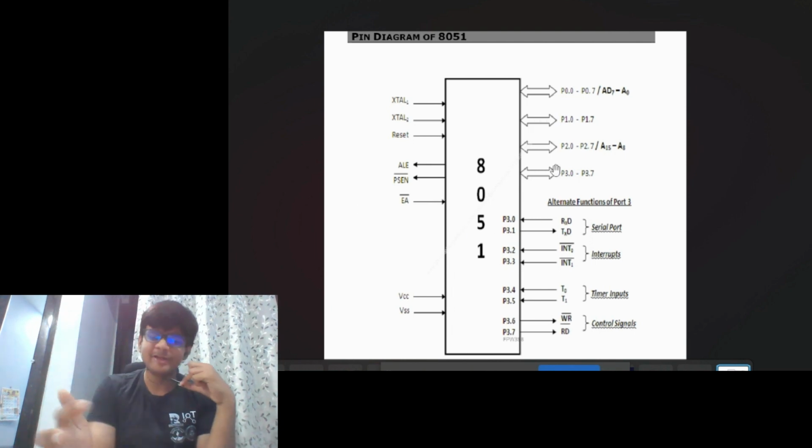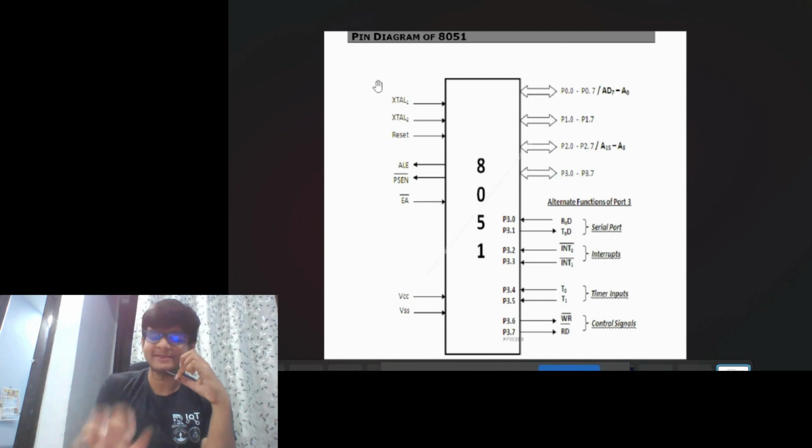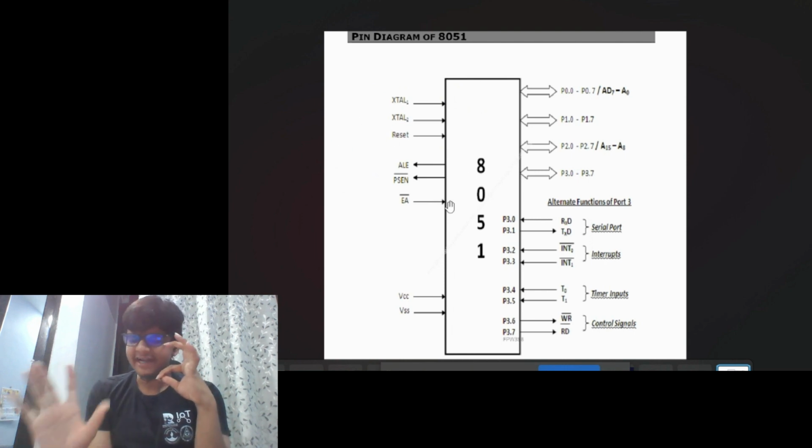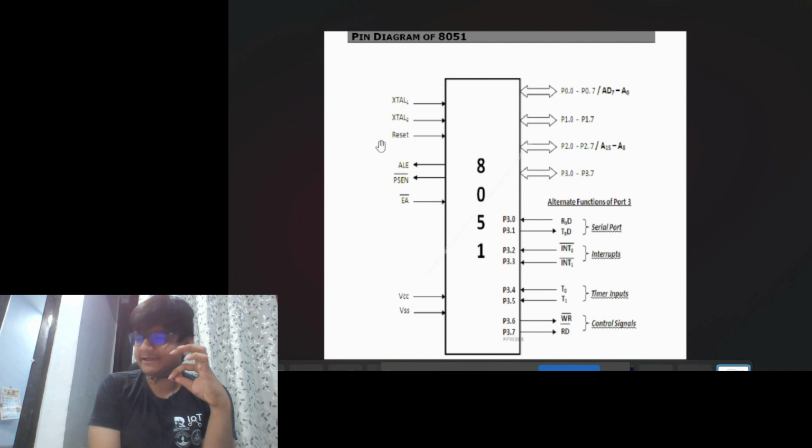Okay, I will explain this in more detail in a specific video. Just understand that it creates an oscillation of 12 megahertz frequency for the 8051 processor. Okay, just understand that. So what is meant by the reset button?